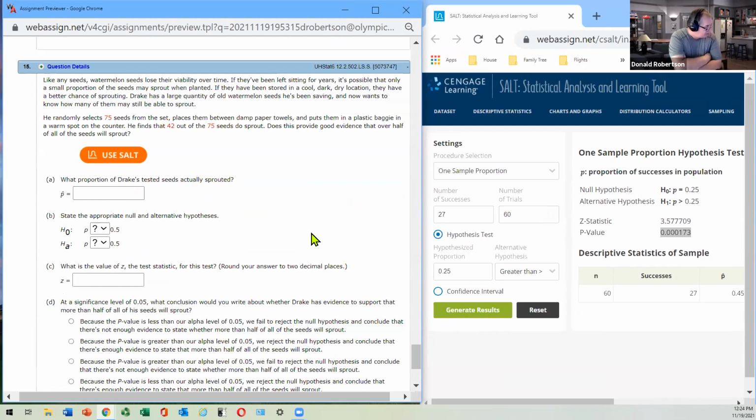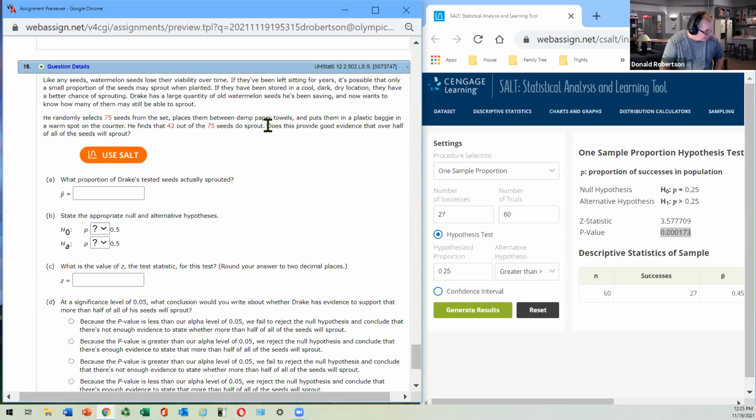15 then. Like any seeds, watermelon seeds lose their viability over time. So if they've been left sitting for years, it's possible that only a small proportion of them will sprout when planted. If they have been stored in a cool, dark place, however, they have a better chance of sprouting. Seems reasonable. Drake has a large quantity of old watermelon seeds that he's been saving, and he now wants to know how many of them may still be able to sprout. So he randomly selects 75, and 42 out of 75 sprout.